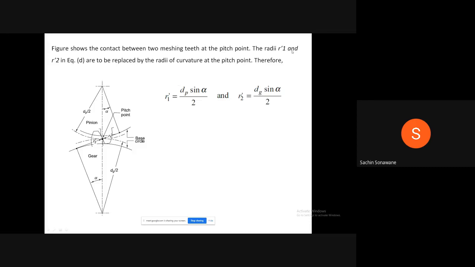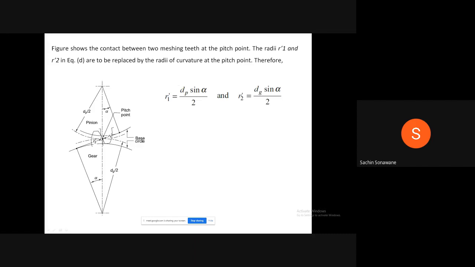The radii R1 dash and R2 dash in equation D are to be replaced by the radii of curvature at the pitch point. Therefore, R1 dash is equal to dp sin alpha divided by 2 and R2 dash is equal to dg sin alpha divided by 2. These equations came by considering sine, cos, tan relations, considering a right angle triangle. For R1 dash, we have to consider this as the triangle.